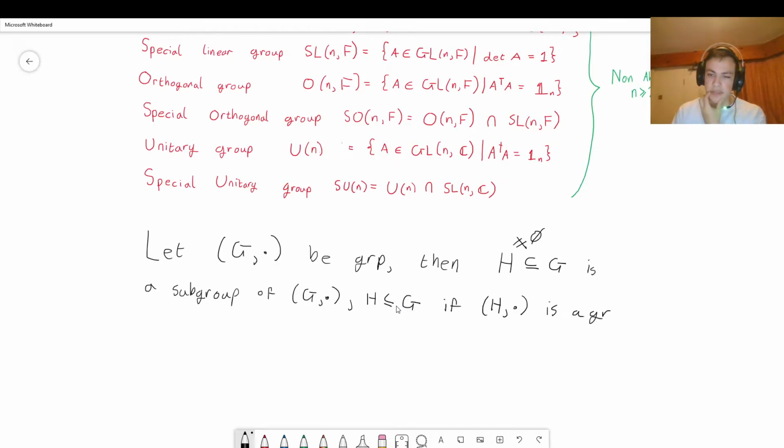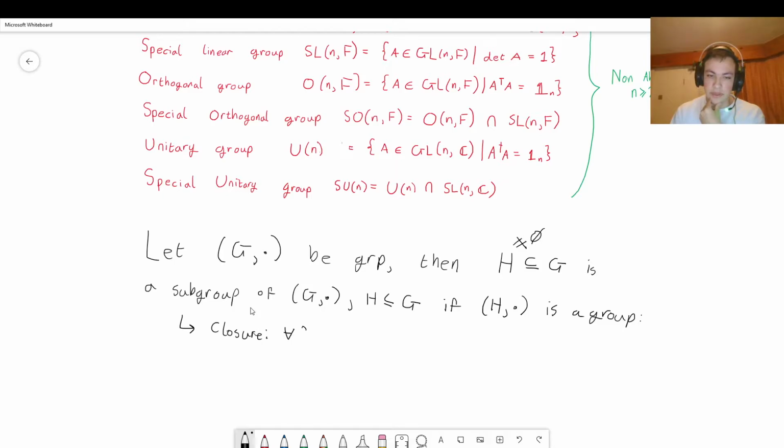Okay, so what does that mean? We already have that dot is associative on H. That trivially follows from the fact that it's associative on G, because every member of H is a member of G. But we need H to be closed, so closure.